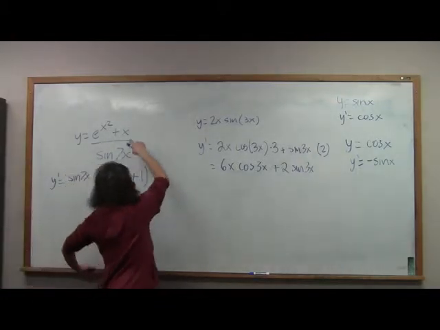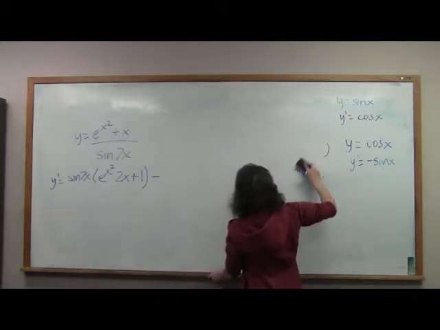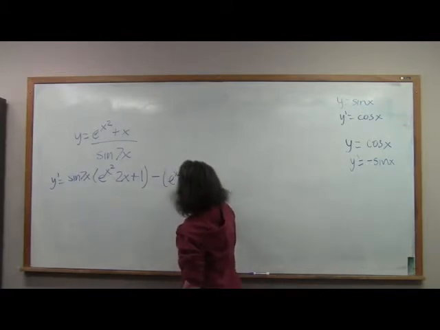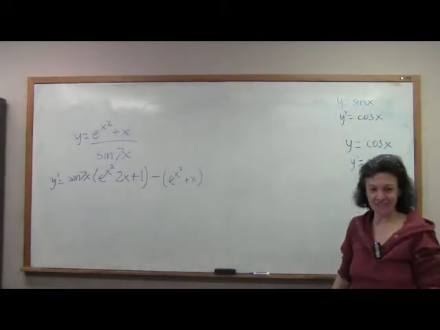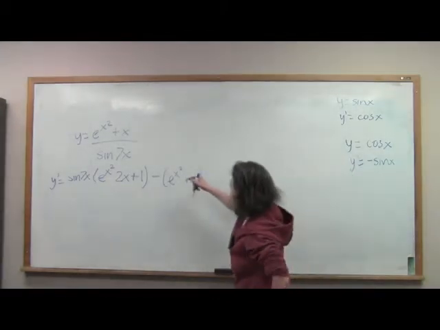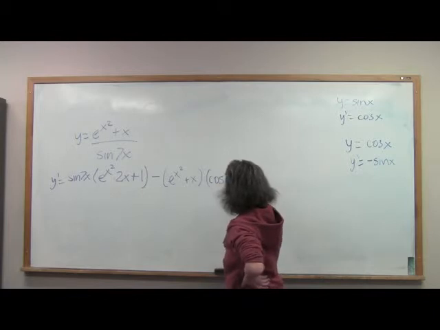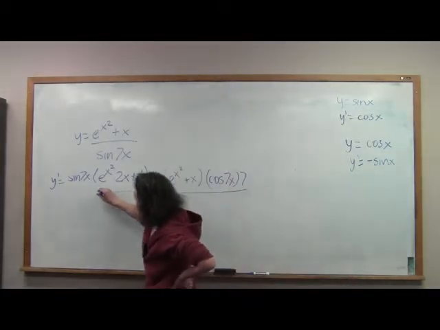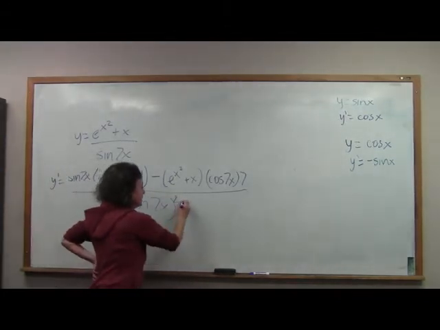Okay, so we've done the denominator times the derivative of the numerator. Now we do minus the numerator times the derivative of the denominator, and another cute little chain rule. What's the derivative of the sine of 7x? It's cosine 7x times 7. And that whole thing is over my denominator squared.